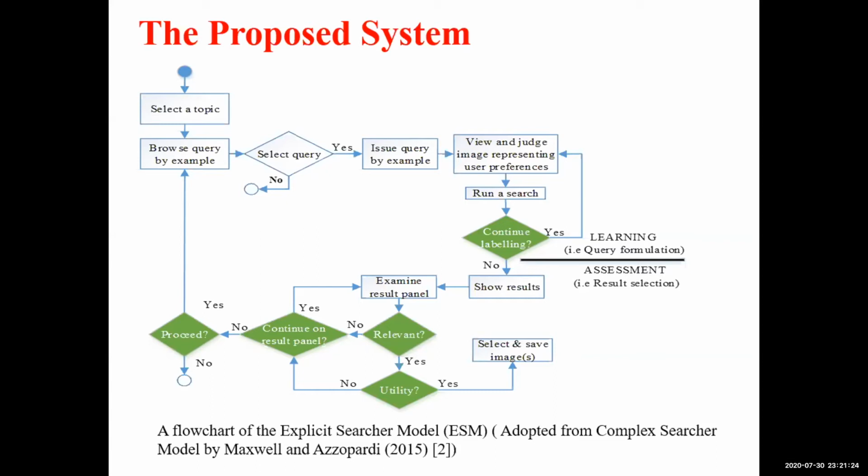If the user wants to continue labeling, they can take a second iteration and a third iteration and so on. If the user wants to stop labeling, then they can present the results and enter the assessment stage, which is the post-focus stage. In the assessment stage, the user will typically examine the result panel based on the relevancy level. If an item is relevant to the user query, they will continue to assess those images, how useful they are, or the utility value to their task at hand.